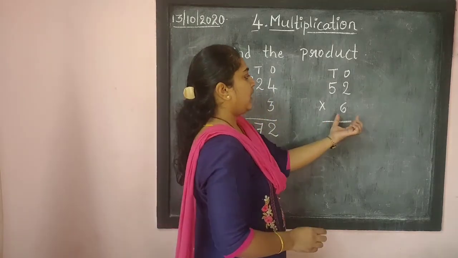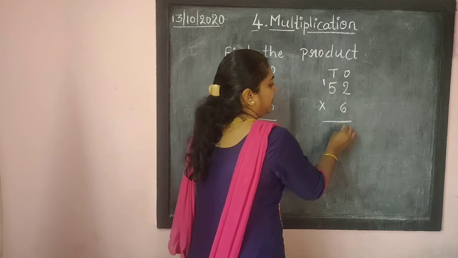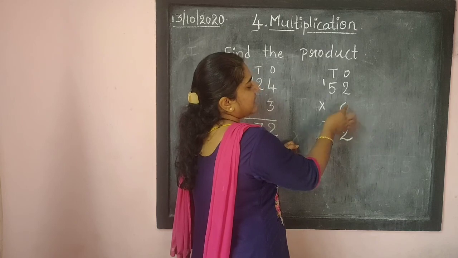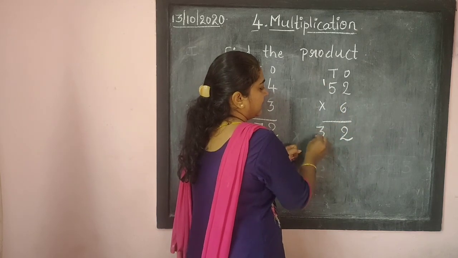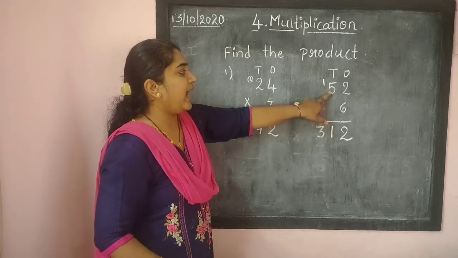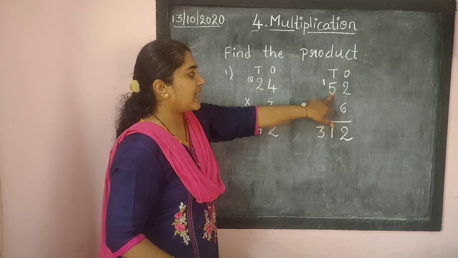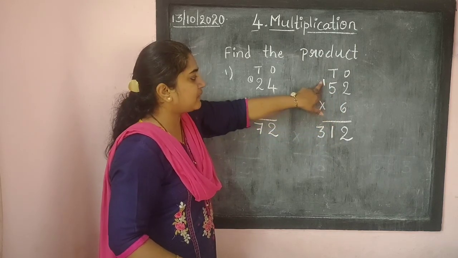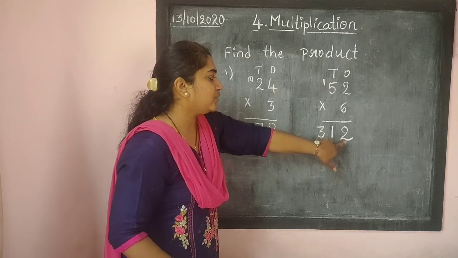Here see, 6 2s are 12. 6 5s are 30. 30 plus 1, 31. So the carry should be added with the last place. That is, 6 5s are 30. 30 plus 1, 31. The answer is 312.